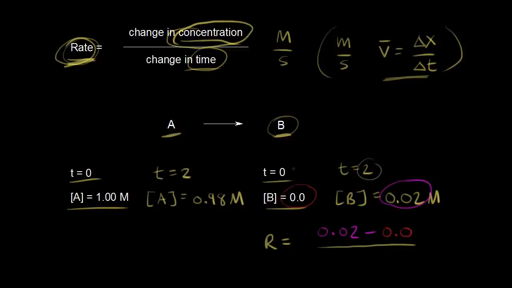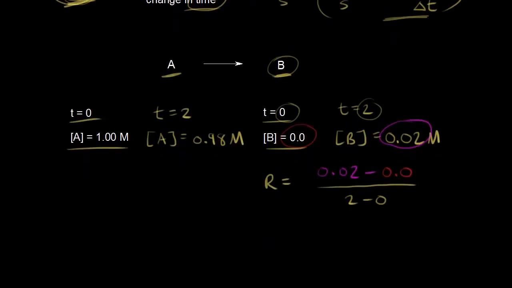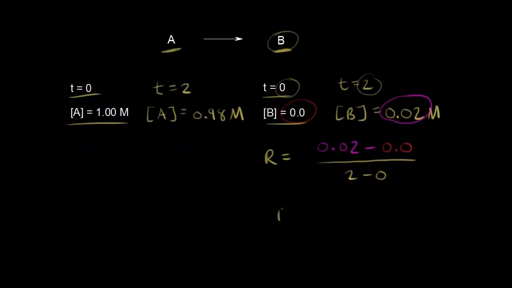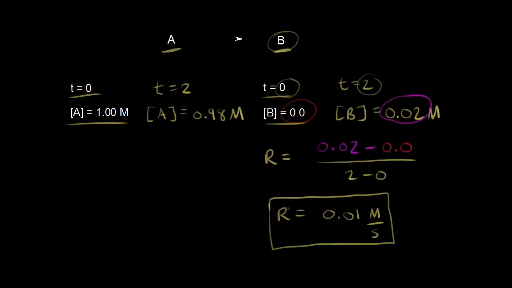That's the final time minus the initial time. So that's 2 minus 0. So the average rate of reaction would be equal to 0.02 divided by 2, which is 0.01 molar per second. So that's our average rate of reaction from time equal to 0 to time equal to 2 seconds. We could do the same thing for A, right? Instead of defining our rate of reaction as the appearance of B, we could define our rate of reaction as the disappearance of A.